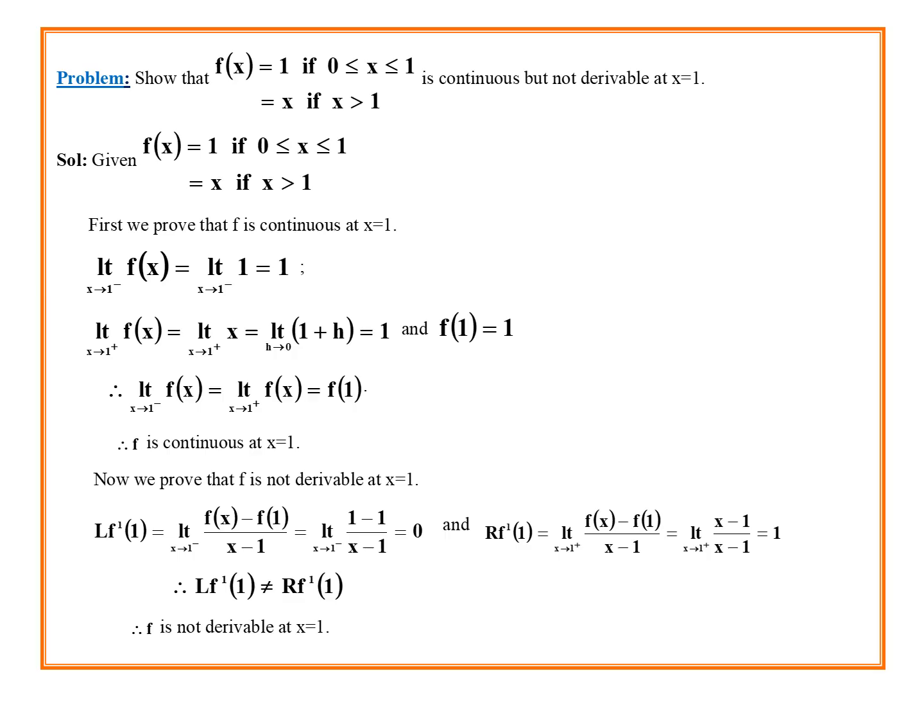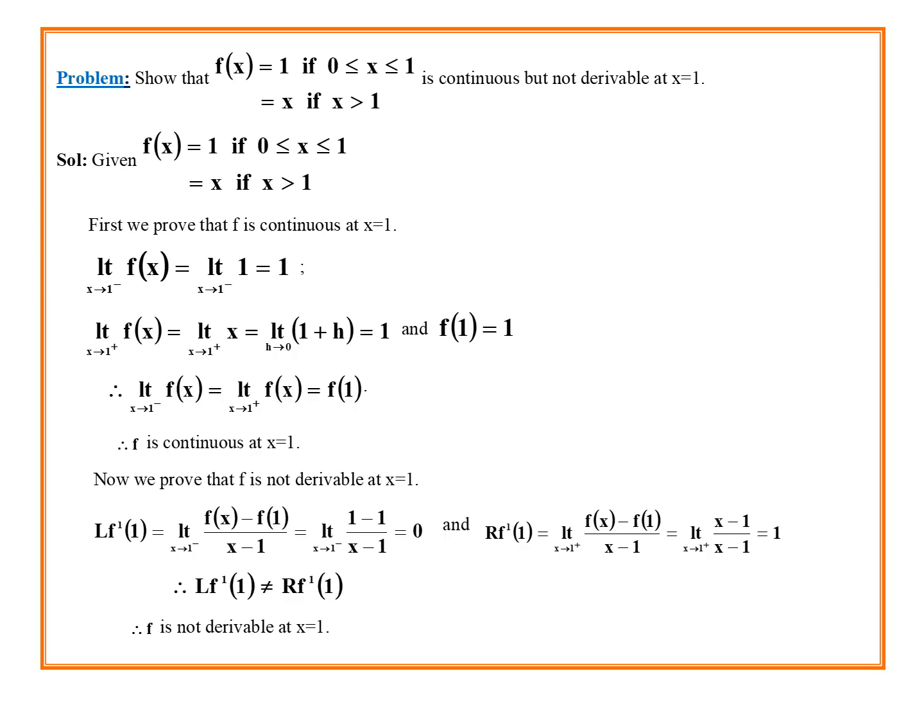If both the derivatives are not equal, the given function f of x is not derivable. Now we are proving f is not derivable at x equals 1. Left hand derivative: limit f dash 1 equals limit x tends to 1 minus, f of x minus f of 1 by x minus 1, that is equals limit x tends to 1 minus, 1 minus 1 by x minus 1, that is equals 0.